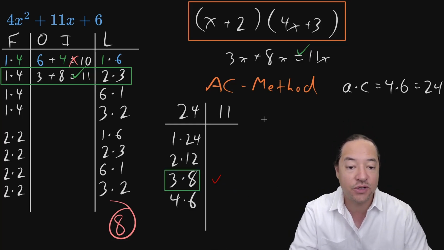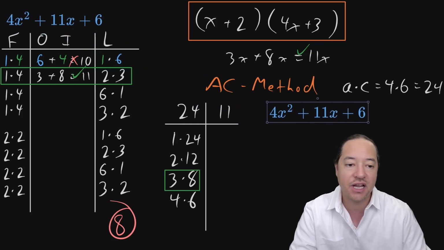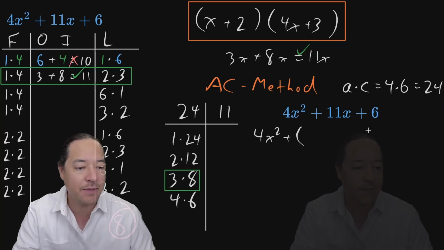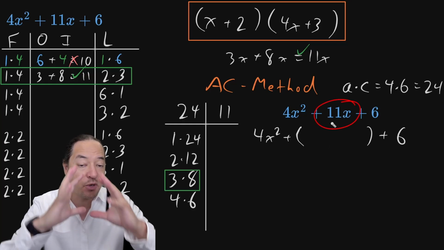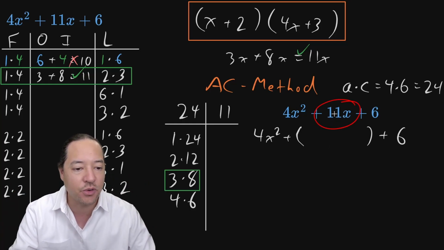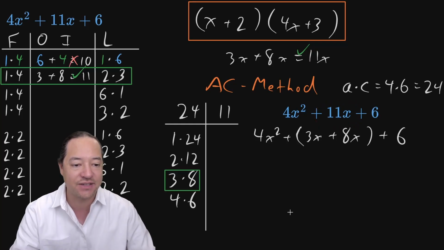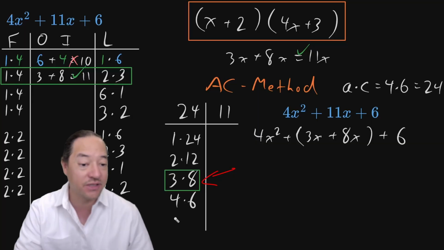And so I'm going to then take this original expression. Let me grab another copy of this, and I'm going to split this up. So I'm still going to have a 4x squared plus something plus 6. I'm going to take this 11 and I'm going to rip it into two pieces. I'm going to rip it into a 3x plus an 8x. Okay, I get those numbers from this AC analysis that we did over there.